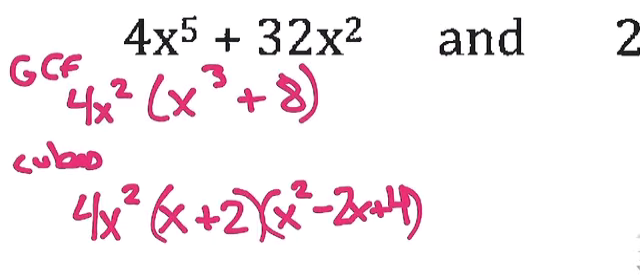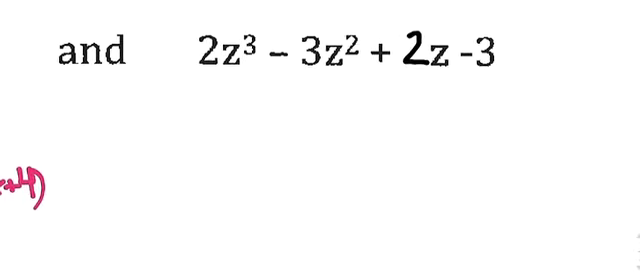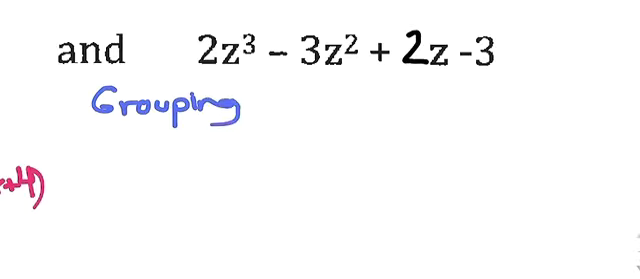Okay. For the other one, there was an error, possibly. And so I changed that into a 2z. So that is 1, 2, 3, 4 terms. There is no GCF, so I can't use GCF. And since there's 4 terms, we're using what we call grouping. So grouping is where I can do the GCF, I do 1/2 at a time.